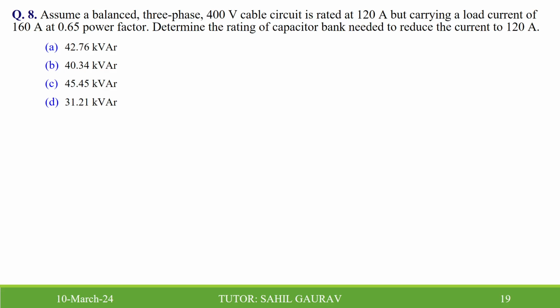So here it is given that the cable is loaded more than its rated capacity. So you have to do the compensation with the help of a capacitor bank, and you have to reduce the current to its rated capacity of 120 ampere. In that case, you have to determine the rating of the capacitor bank. So first we will find the active and reactive power demand, since cos phi is given as 0.65.